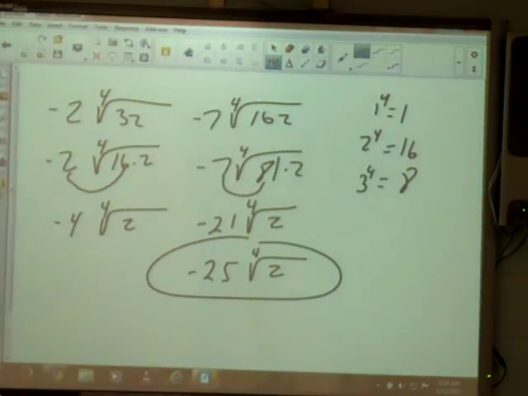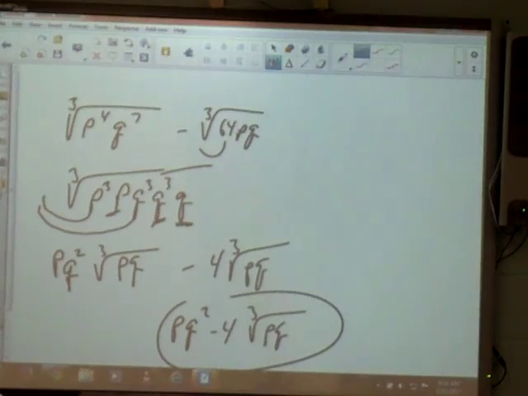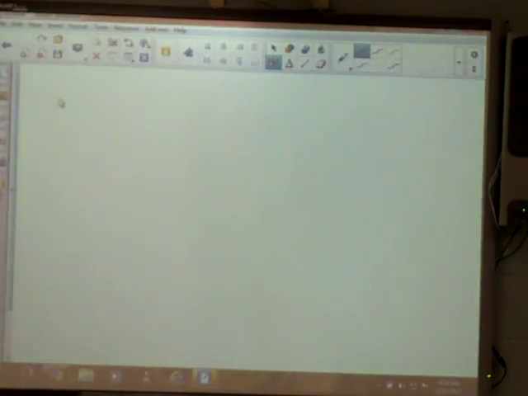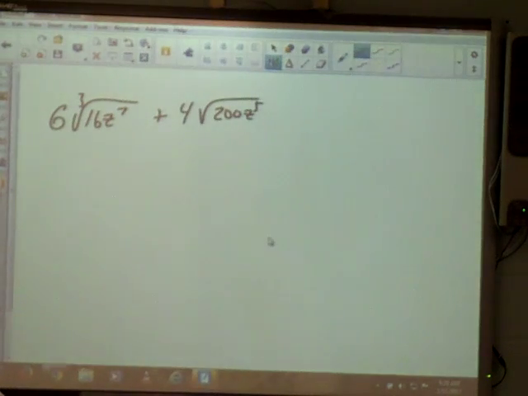This one here, we've got 6 cube roots of 16 z to the 7th plus 4 square root of 200 z to the 5th.